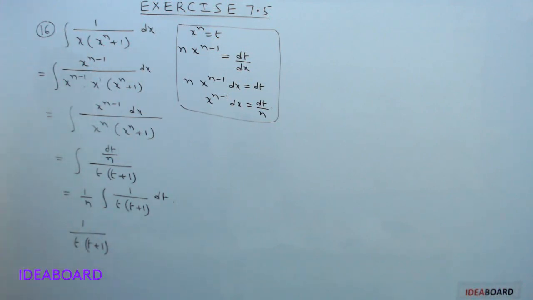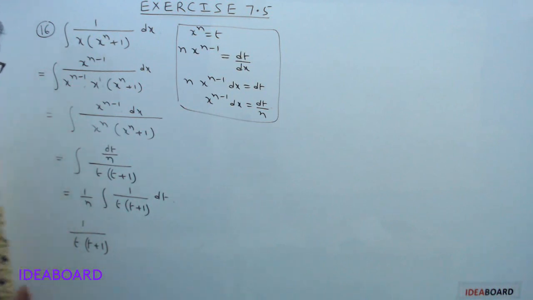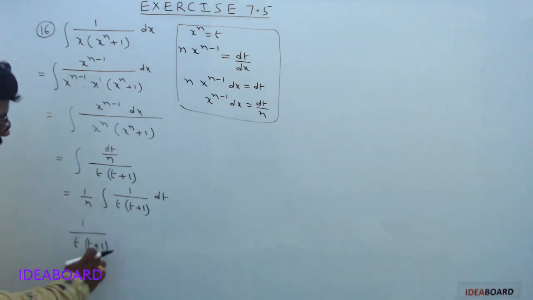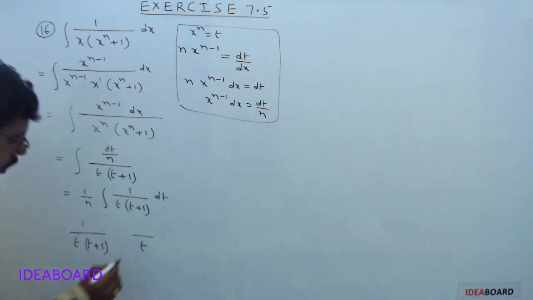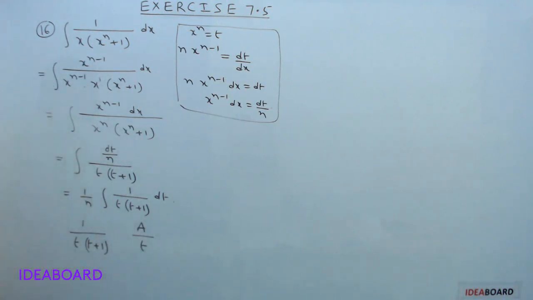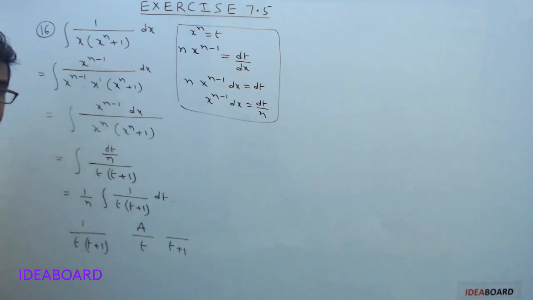Now observe the factors in the denominator. t is a linear factor, in particular a non-repeated linear factor. t + 1 is also a non-repeated linear factor. So it belongs to type 1 partial fractions. Now use the procedure to resolve this fraction into partial fractions. Corresponding to the non-repeated linear factor t, there exists a constant term in its numerator. Take that constant term as a. Corresponding to the non-repeated linear factor t + 1, there exists a constant term in its numerator. Take that constant term as b.